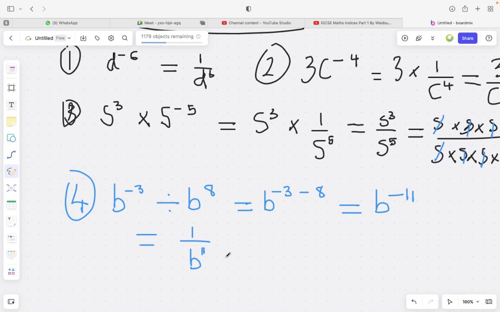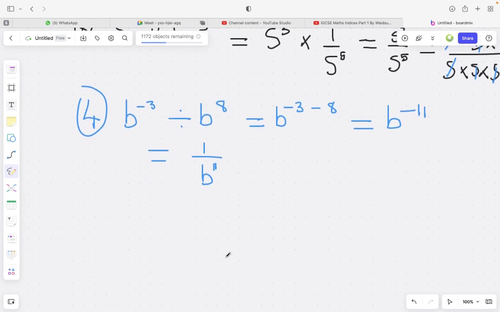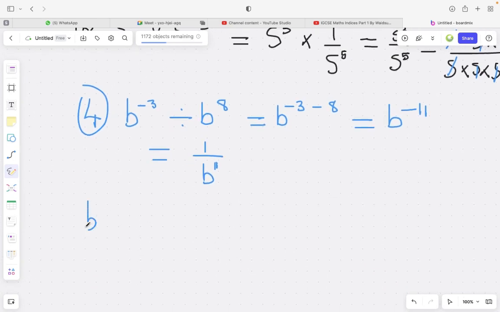Now let's take a look at question 5. We have 4 outside, and then we have a bracket open for y. Here we have y to the power of 4, and then the bracket is closed and is raised to another power, negative 3.